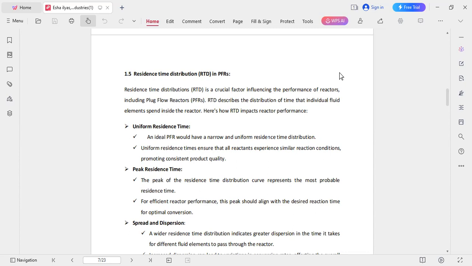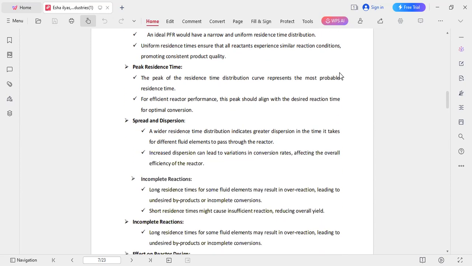Uniform residence time. An ideal plug flow reactor would have a narrow and uniform residence time distribution. Uniform residence times ensure that all reactants experience similar reaction conditions, promoting consistent product quality. Peak residence time. The peak of the residence time distribution curve represents the most probable residence time. For efficient reactor performance, this peak should align with the desired reaction time for optimal conversion.